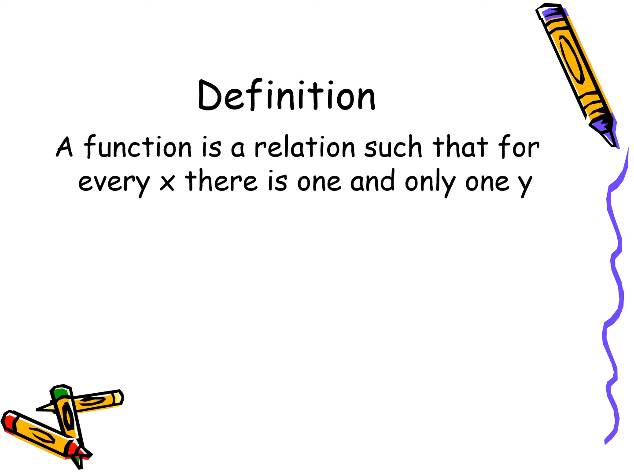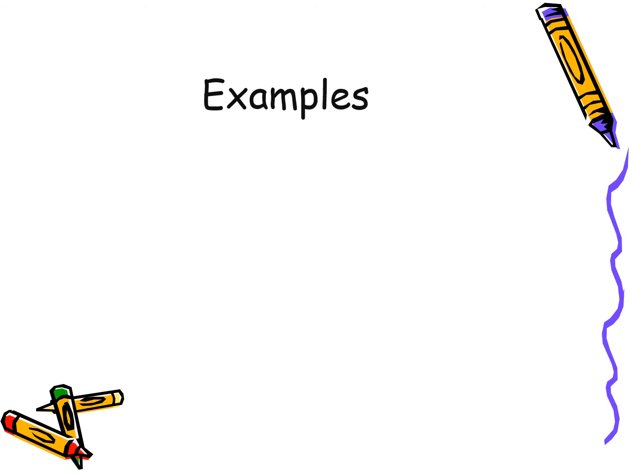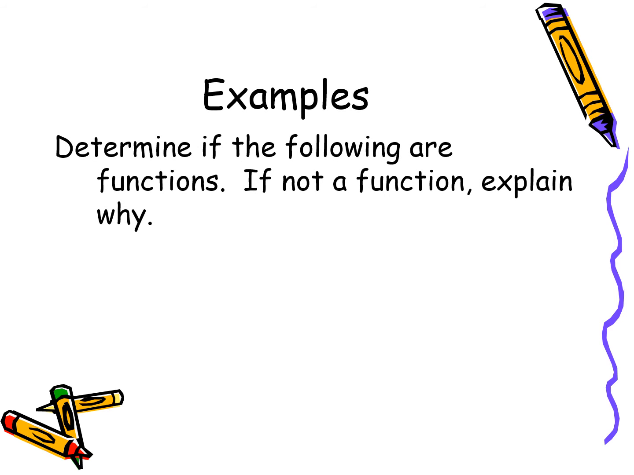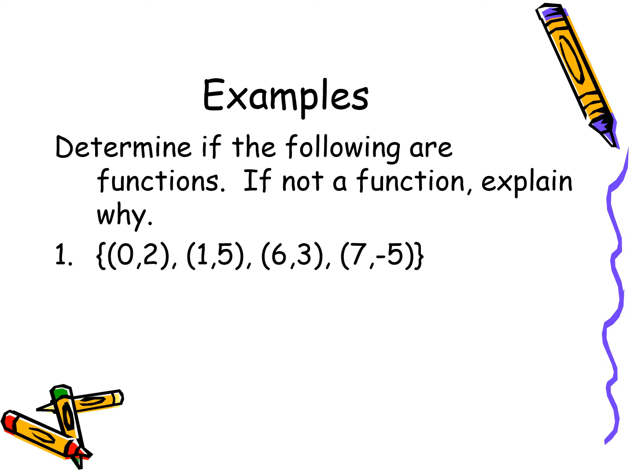Another definition is a function. A function is a relation such that for every x, there's one and only one y. The x cannot repeat if it's a function. So here's some examples. We're going to determine if the following are functions or not. Now, is this a function? So we have to look at our x values to see if they repeat. So we have 0, 1, 6, 7. My x values do not repeat, so therefore this is a function.